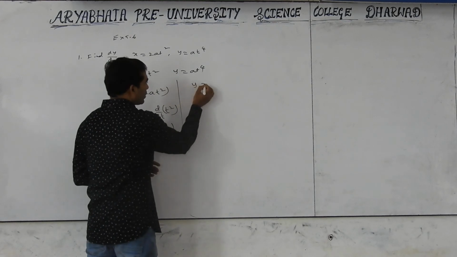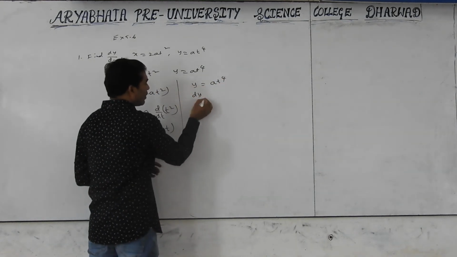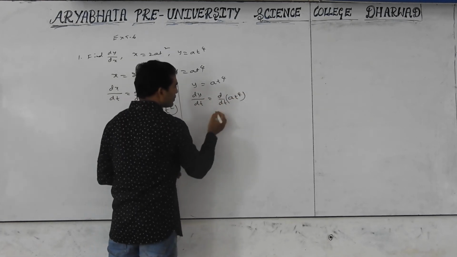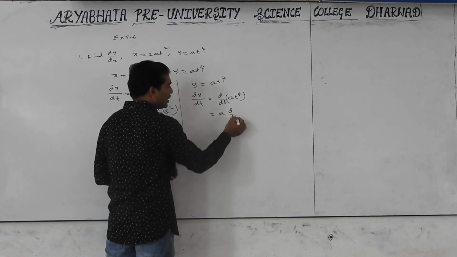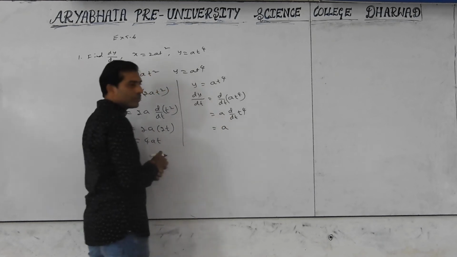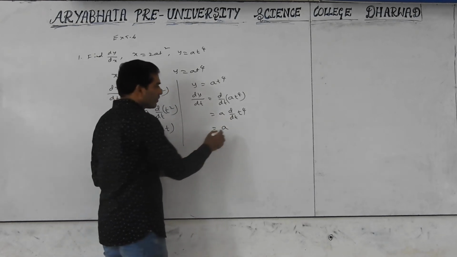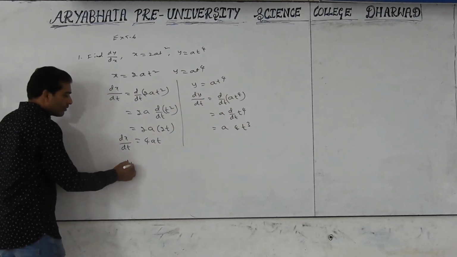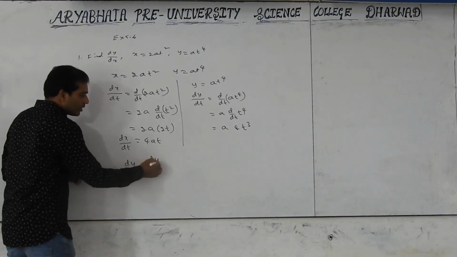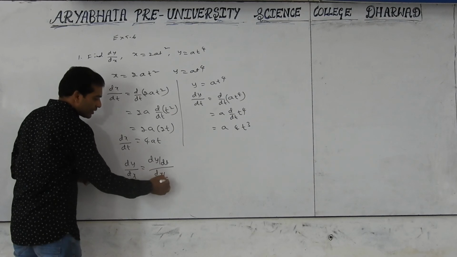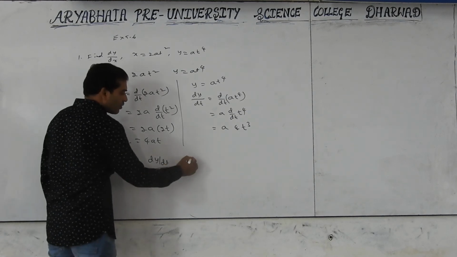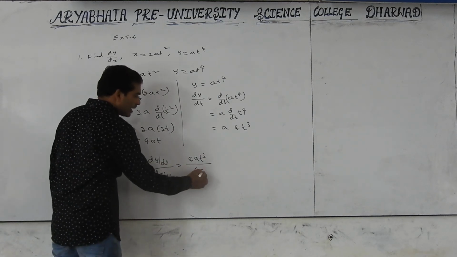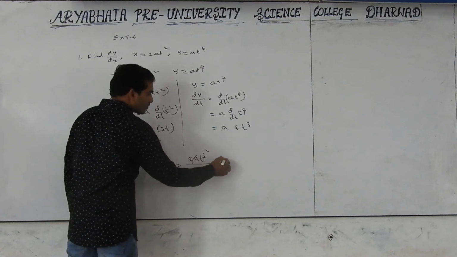Next, y equal to a t power 4. dy/dt equal to d/dt into a t power 4. Take a out, d/dt into t power 4. The derivative of t power 4 is 4t cube, and the derivative of t with respect to t is 1. Now dy/dx equal to dy/dt by dx/dt. dy/dt is 4at cube, dx/dt is 4at. They get cancelled, so the answer is t square.